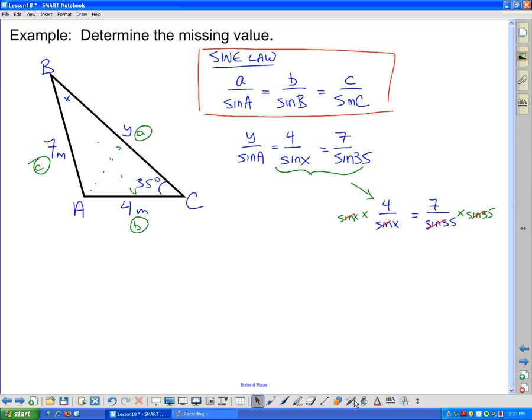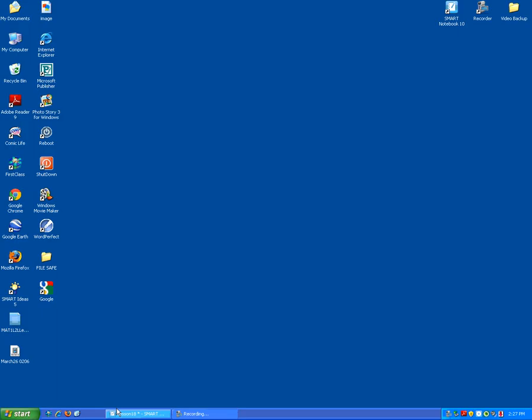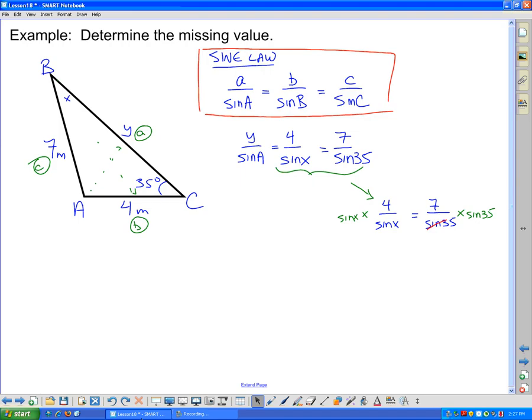So maybe let me go back a step and avoid confusion. Okay, let's try this a different way. The variable's on the denominator, sine x on the bottom. I'm going to flip both fractions. So now I'm going to have sine x over 4 equals sine 35 over 7. This is probably a less confusing way. So if the variable's in the denominator, flip both the fractions on both sides. I want to get x by itself, so multiply this side by 4, and this side by 4.